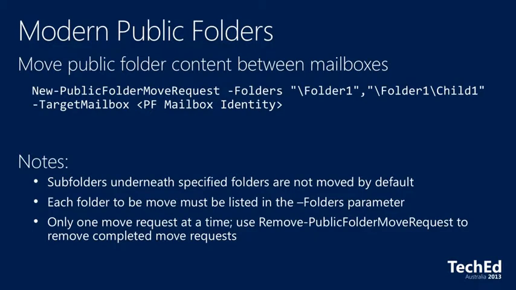Here's how you can move public folder content between mailboxes. Keep in mind a couple important things about moving public folder content, though. So for one thing, I'm using the New-PublicFolderMoveRequest, and I'm passing the Folders switch, and I have to list each folder I want. So if a folder like child 1 is a child of a folder like folder 1, and I want to move both the parent and the child, I have to explicitly state both. It won't just move all the children with the parent. So if you say just move the parent, it just moves the parent and all the children stay put. If you want the parent and the child to move, you have to list each folder out separately. Again, you list them in quotes and separate them with a comma.